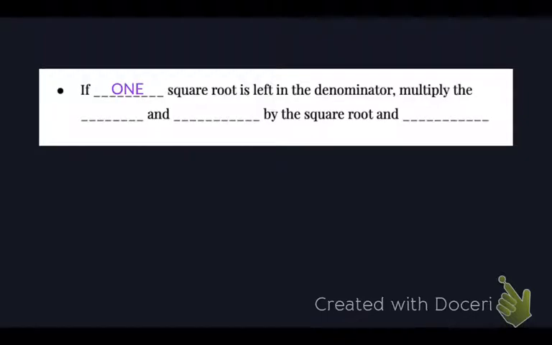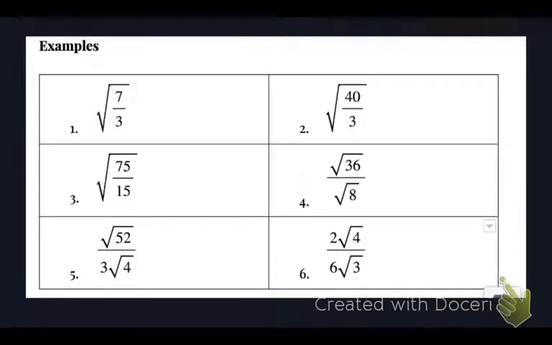If one square root is left in the denominator, we don't want that. We don't want the radical in the denominator. So we're going to multiply the top and the bottom of the fraction by the square root. And again, we always go back to simplification before we say we have a final answer. So let's see some of those different things in practice.